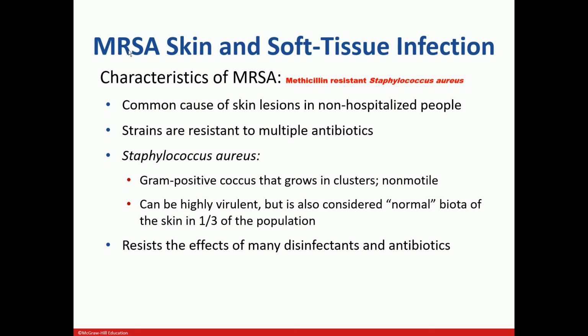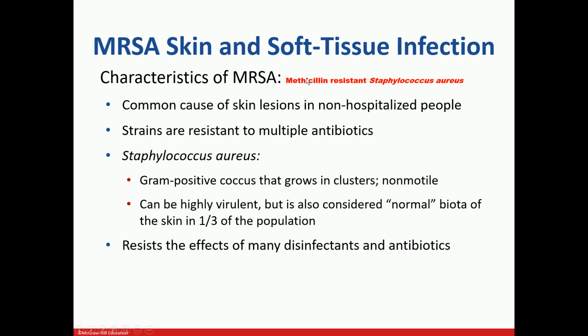Okay, the very first disease which I'm going to talk about is MRSA, skin and soft tissue infection. Now, what is MRSA? MRSA is methicillin resistant Staphylococcus aureus. Methicillin is basically a derivative of penicillin. So this is the infection of the skin and the soft tissues, which is caused by the bacteria called Staphylococcus aureus, and it is resistant to methicillin.